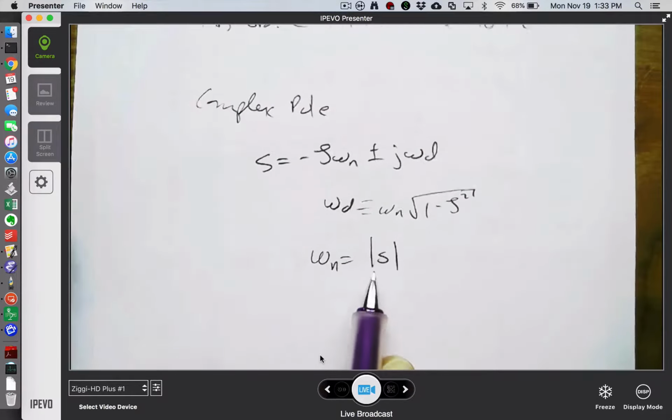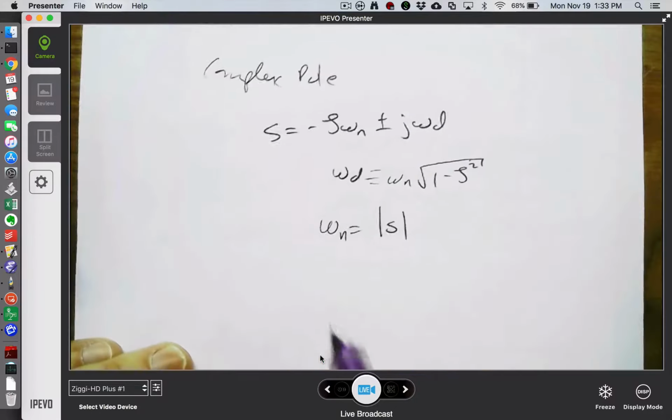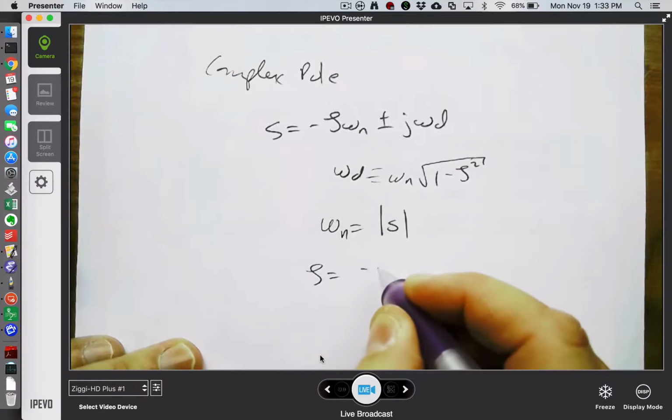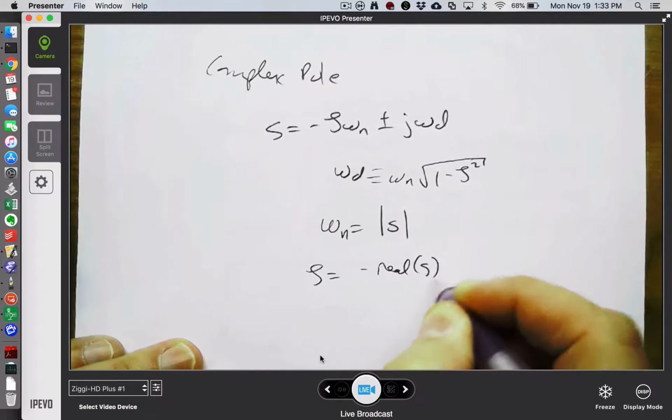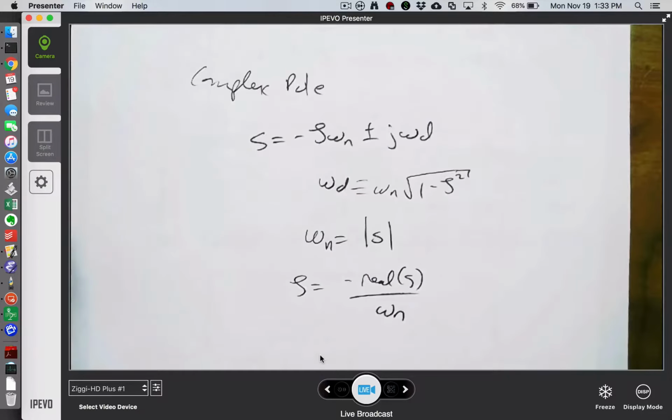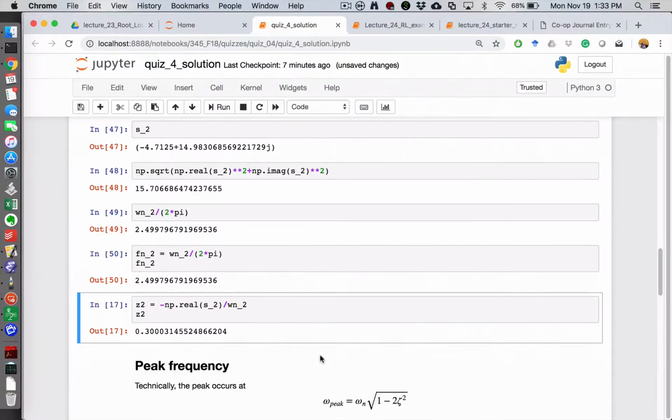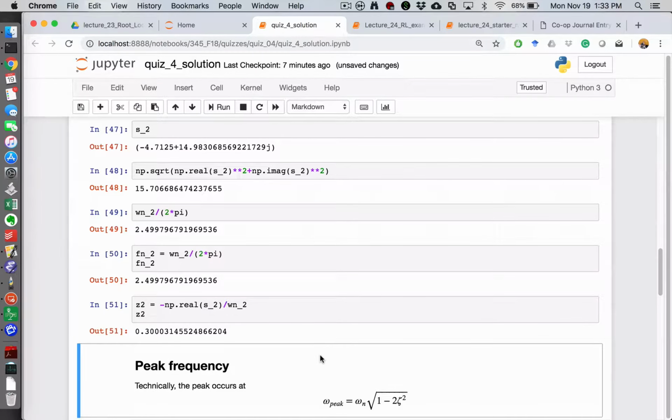So if I know omega n and I know my pole, then zeta is just the negative real part of s divided by omega n. So we're doing that here, and we've got zeta and we've got omega n. So we're also saying that there's a second order complex conjugate pole at 2.5 hertz with zeta equal to 0.3.